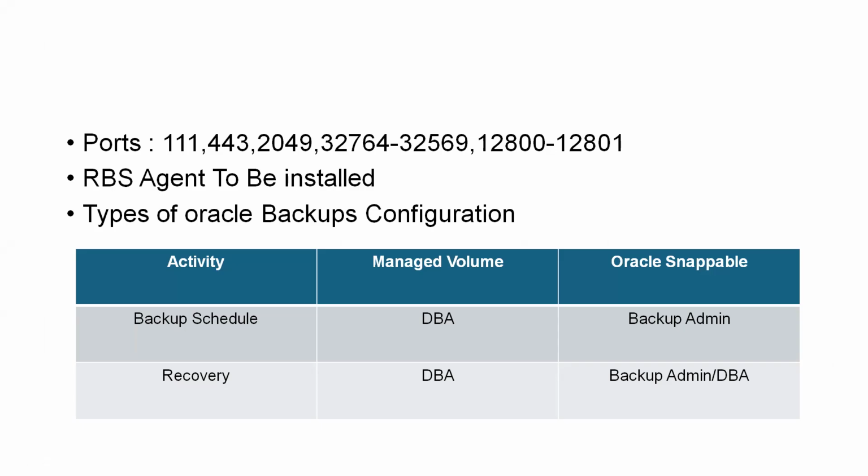We have two types of Oracle backup configuration in Rubrik. One is managed volume, and the second one is Oracle snappable. With managed volumes, by using a script, we can configure and schedule the managed volume backups by using SLA domains. And there is an auto discovery option: once we install, databases will be discovered automatically. So the backup team, without any help of a script, can directly configure backup for those databases, schedule them and assign them to an SLA domain.